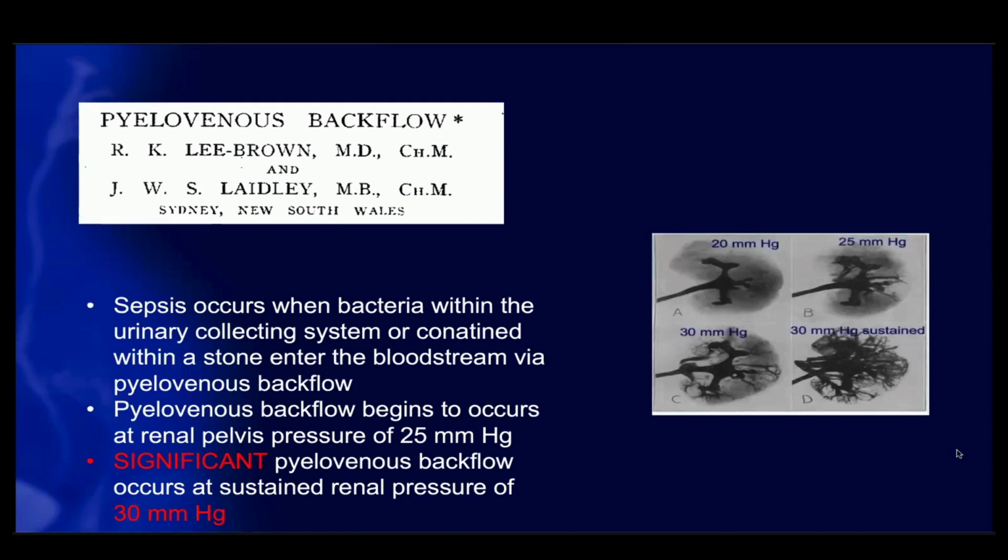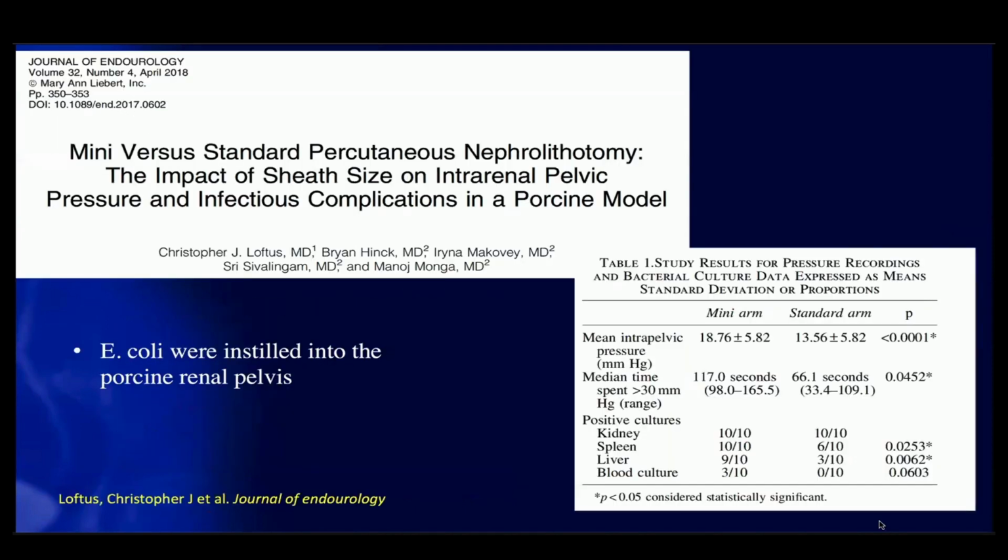We go back to 1927 to evaluate what pressures are important and why. And we can see pyelovenous, pyelolymphatic, and pyelosinus backflow occurs when there is a sustained pressure of 30 millimeters of mercury. Why is this backflow important? Because of the concern that it can lead to a high risk of septic complications.